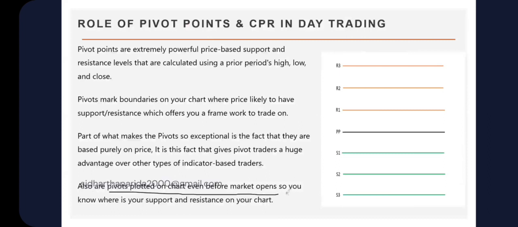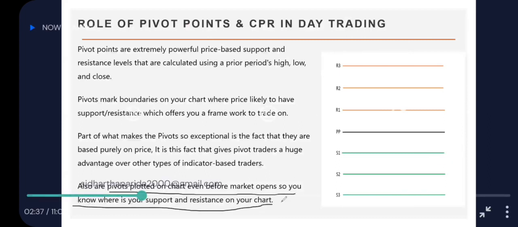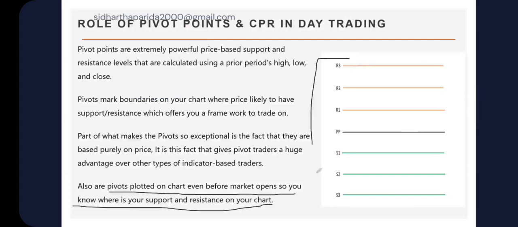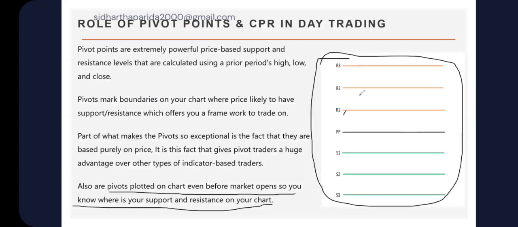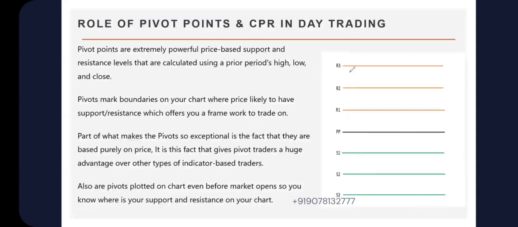Also, pivots are plotted on the chart even before the market opens. So you know where your support and resistance are on your chart. If you are using pivot points on your chart before the market opens at 9:15, you can see where R1 is, where R2 is, where R3 is, where S1, S2, S3 are, right? So that makes your life easier, because you know where your resistance and support are even before the market opens. That is one of the advantages of pivot points. Pivot points are nothing but pure support and resistance on your chart.